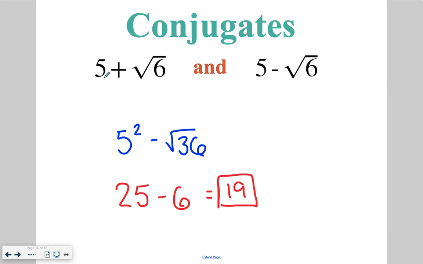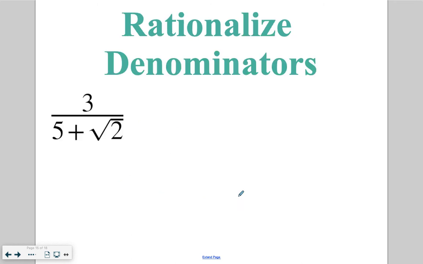So when we do this, we have 5 times 5, that's 5 squared, minus square root of 6 times square root of 6, which is square root of 36. We end up with 25 minus 6, that conjugate value then is 19. So in order to rationalize denominators with adding or subtracting, that's when we use conjugates.